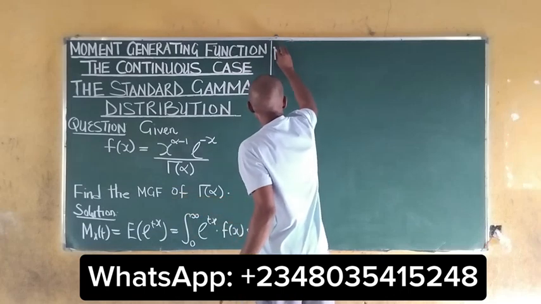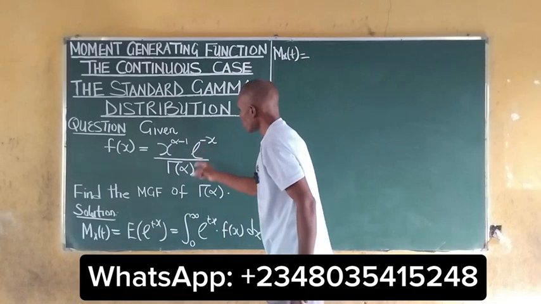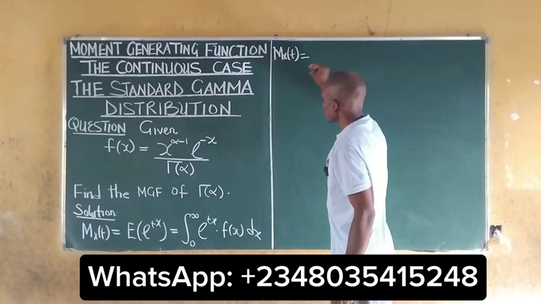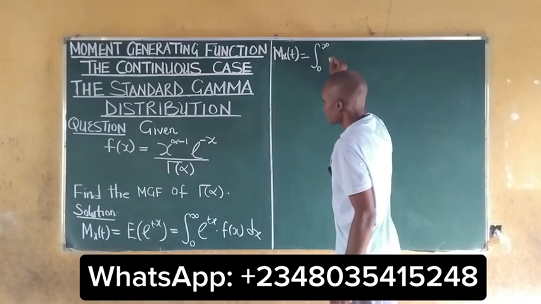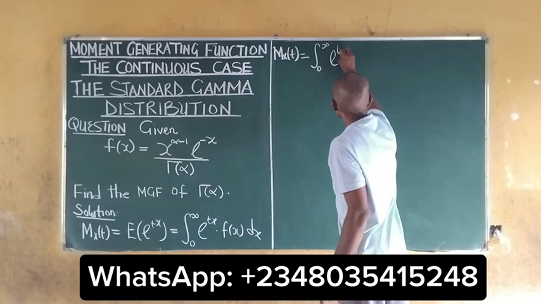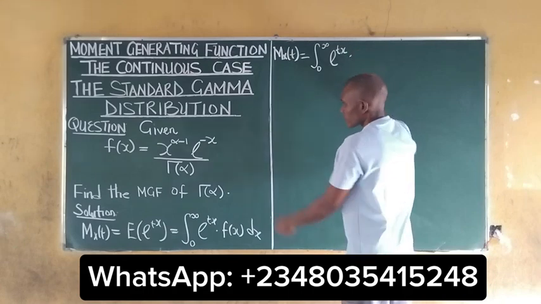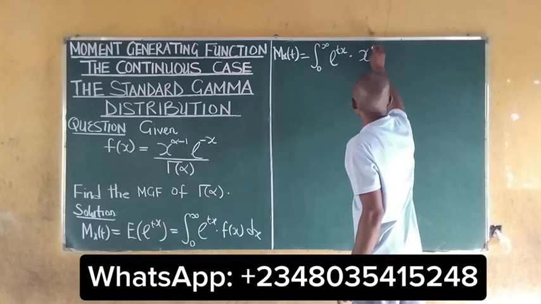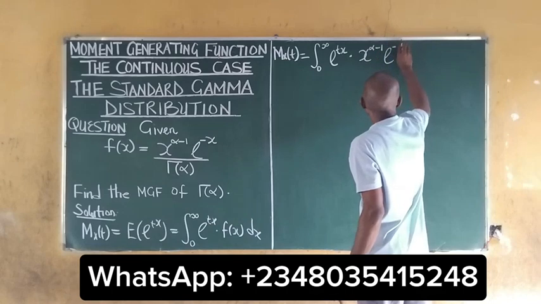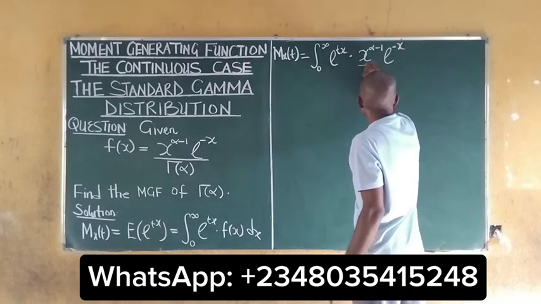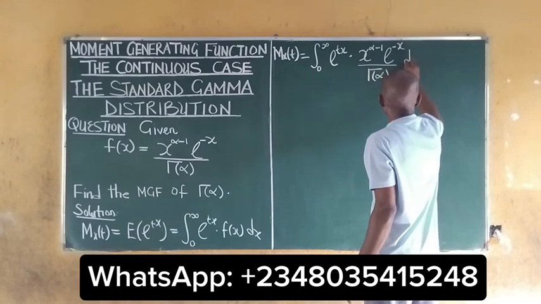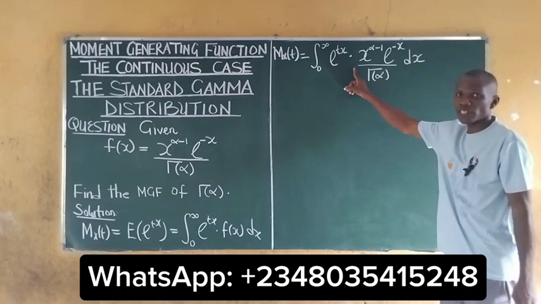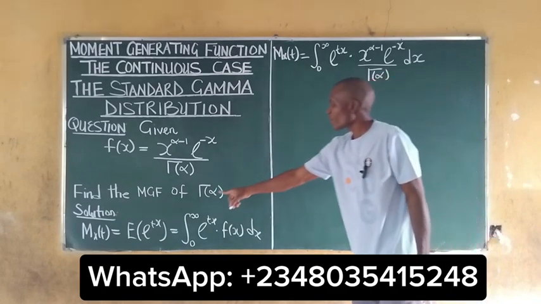So the next thing to do is to put this function into this. So we have the moment generating function to be equal to the integral from 0 to infinity of exponential tx multiplied by the standard gamma function, which is x raised to the power of alpha minus 1 exponential minus x, all over the gamma function of alpha, dx. So this is what we have, because we have substituted the function into the moment generating function. We are asked to find the moment generating function for the gamma function.